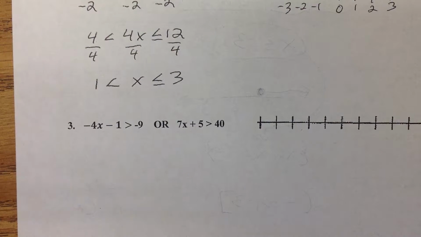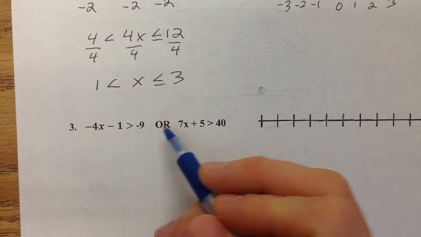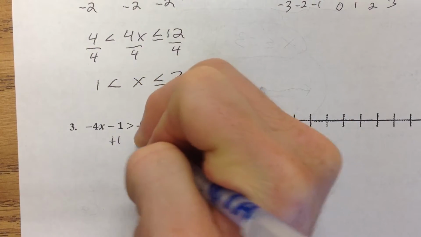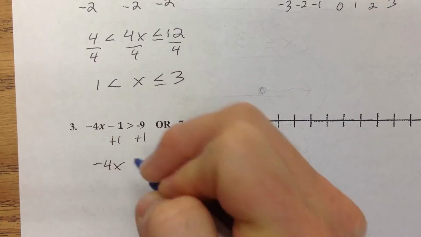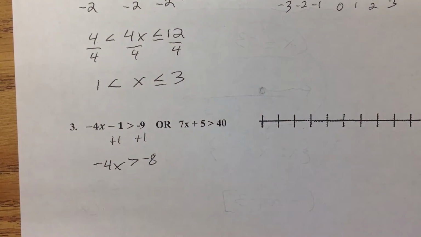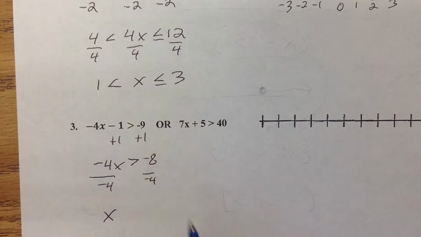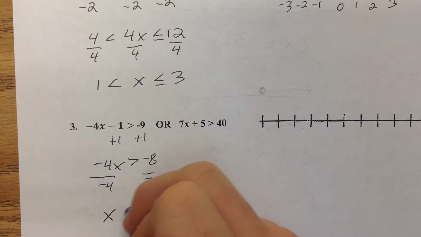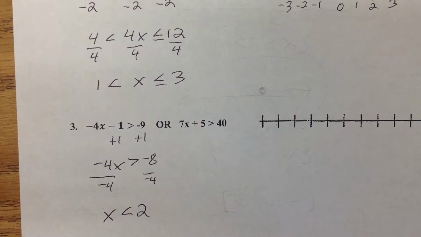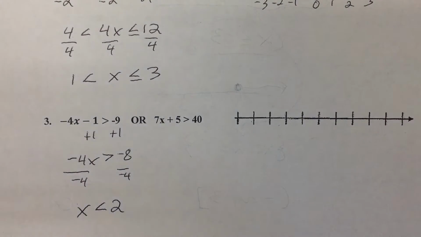Number 3, it says -4x minus 1 is greater than -9, or 7x plus 5 is greater than 40. Bad news. The or doesn't mean you just get to pick which one you got to solve. We're just going to do one after the other. So it's just like 2 problems in one. All right, so -4x minus 1 is greater than -9. We'll start by solving the one on the left. We end up with -4x is greater than -8. Divide both sides by -4. And then because we're dividing by a negative, this has to flip around and we get x is less than 2. Okay.